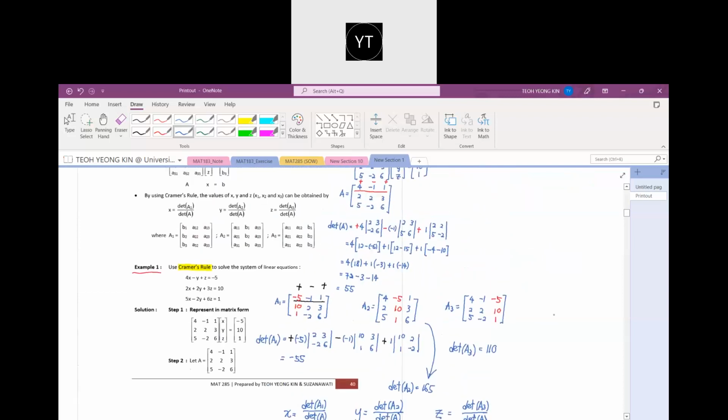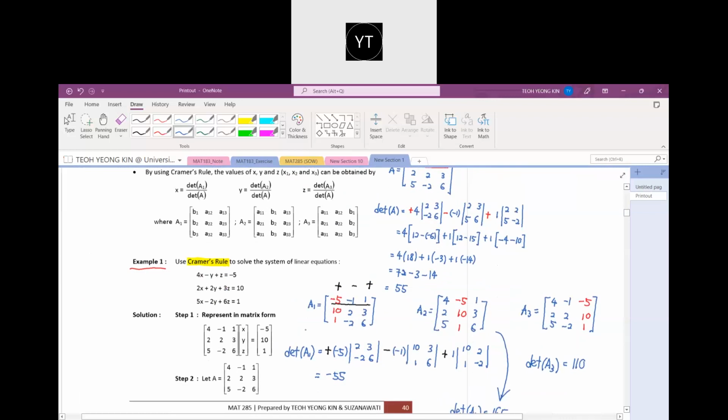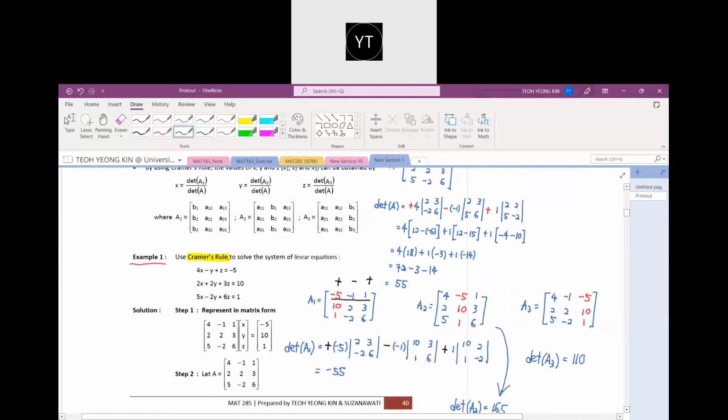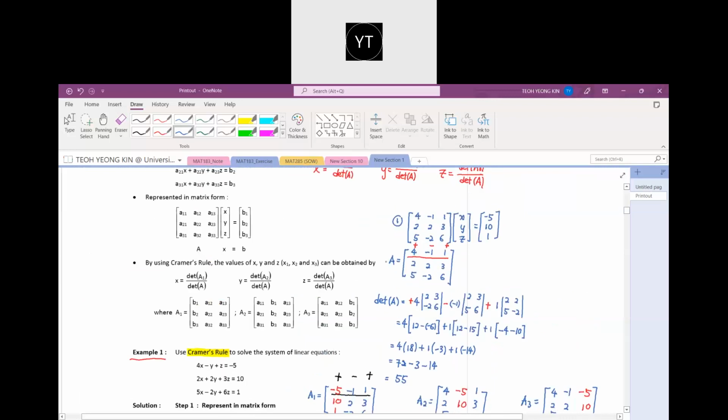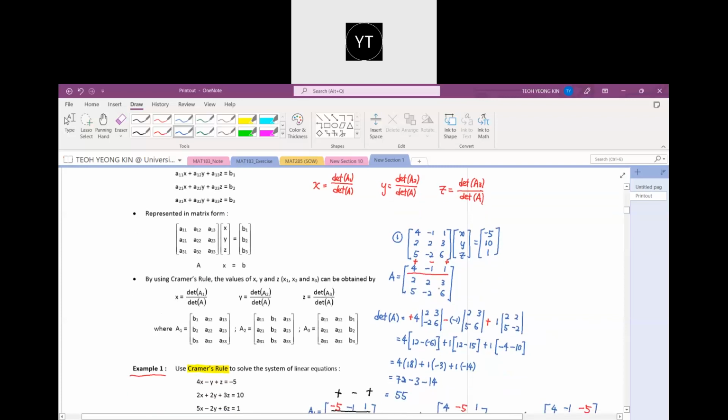So saya ulang balik. For Cramer rule, first we represent the system of linear equation ni into matrix form. Dalam bentuk matrix. First kita mewakili persamaan linear ni. So saya tukar dalam bentuk matrix. The coefficient matrix yang depan ni adalah kita punya A. Depan ni tanpa perubahan yang asal this is our A. So find the determinants of A dulu.